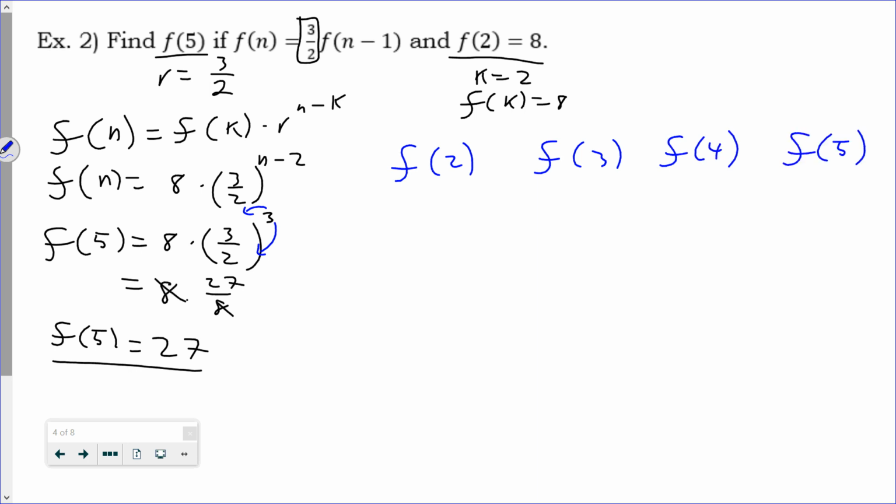F of 2, I know is 8. And I know that my r is 3 over 2, right? I can just multiply 8 with 3 over 2 to get to the next term. 8 times 3 over 2. 8 divided by 2 is 4. 4 times 3 is 12. Or I'm going to just multiply by 1.5, right? 12 times 3 over 2.